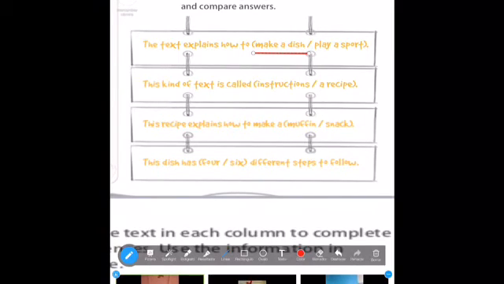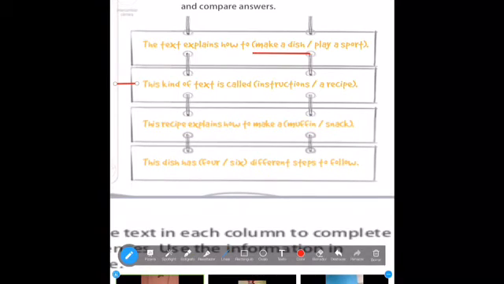Make a dish. Okay, yes, but let's continue with the following one, Sandra. You have to read this one, the one that I checked with color red. Yes, Sandra? You have to read it. The text explains how to make a dish.